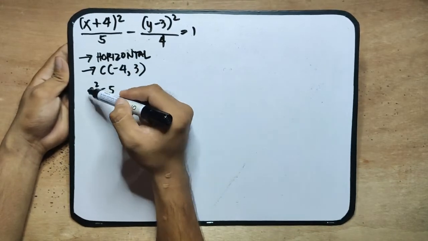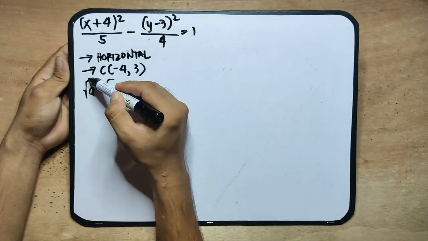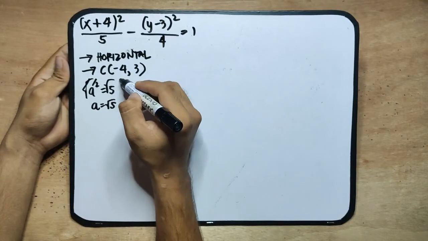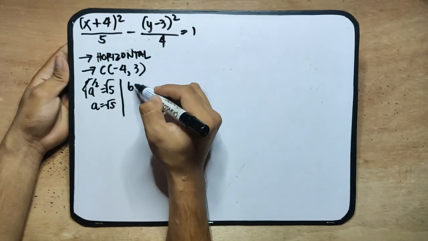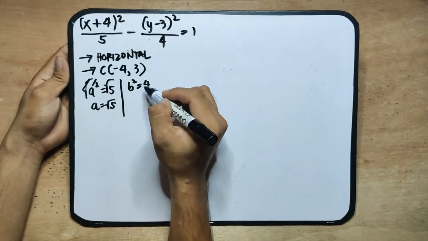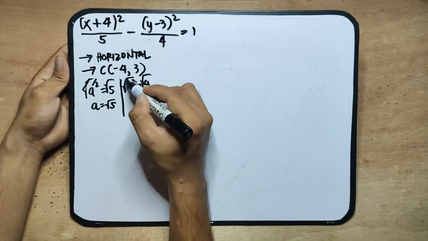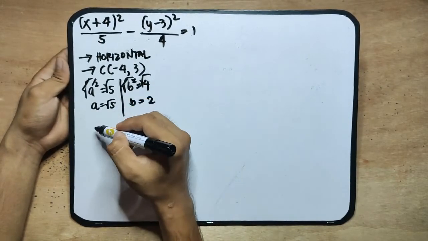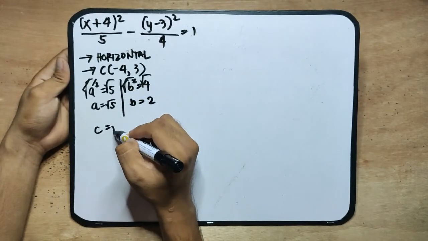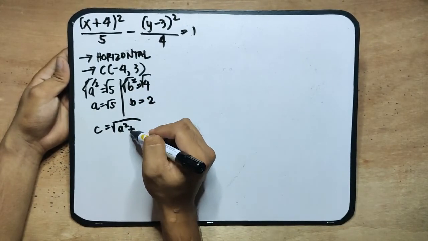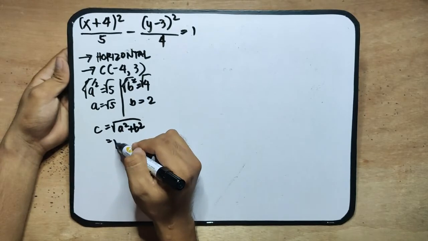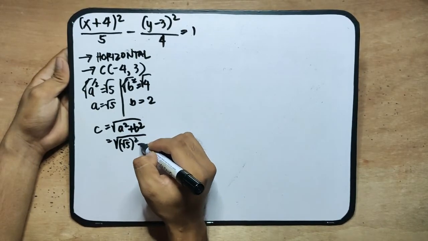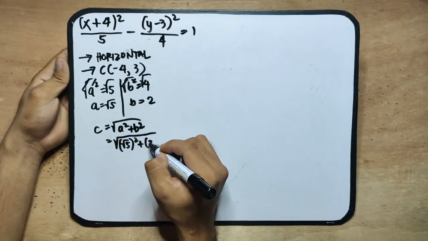Solving for this one, so we extract square roots. We have a is equal to square root of 5, and b squared is equal to 4. Taking the square root of that, we have b is equal to 2. Solving for c, we have c is equal to square root of a squared plus b squared. So a is square root of 5 and b is 2 squared.